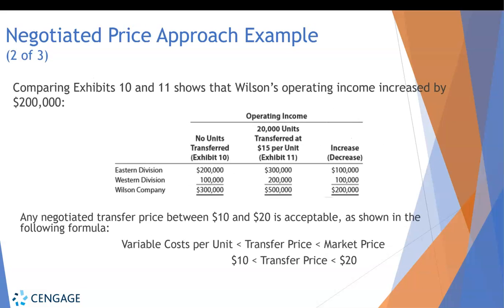When you look at the two, Exhibit 10 and Exhibit 11, ultimately, Wilson as a whole has increased operating income by $200,000.